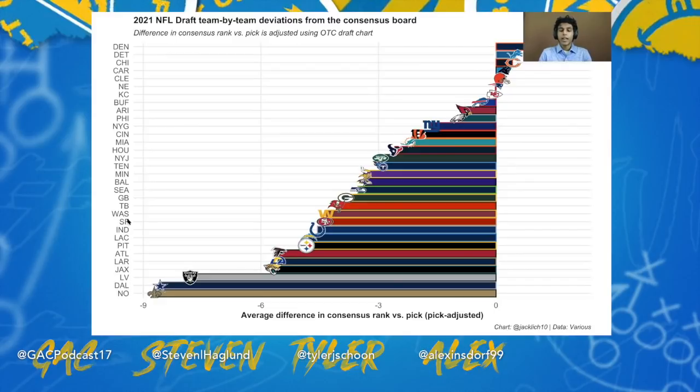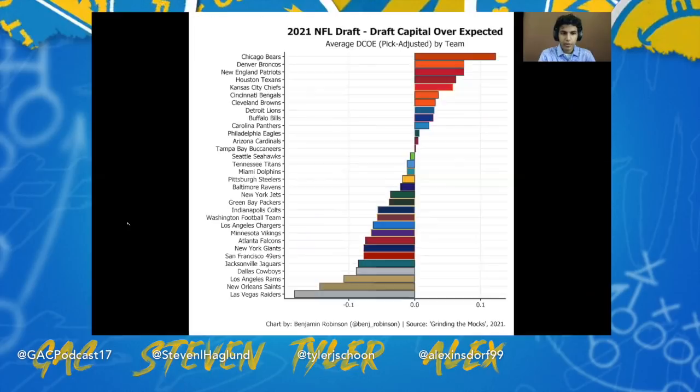So this graph has a lot of great stuff in it, but also take into consideration the consensus board is ranking players based on talent. But teams don't draft for talent. They draft to maximize wins, right? You're not drafting Trey Lance to maximize his talent. If you maximize his talent and go 0-16, what's the point? You're drafting him to maximize the number of wins you feel he can bring your team. So I hope this graph was insightful, and I'm going to go to our last graph.